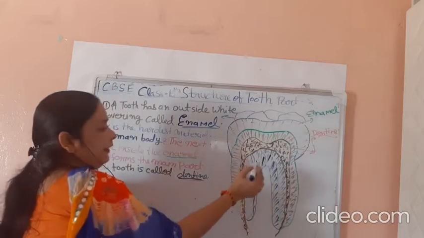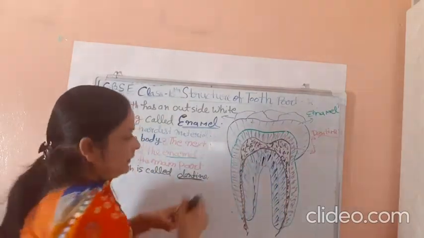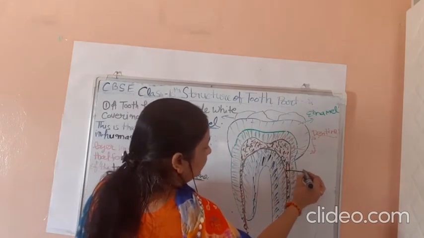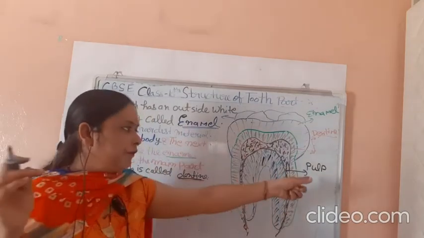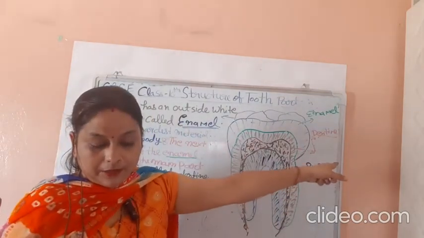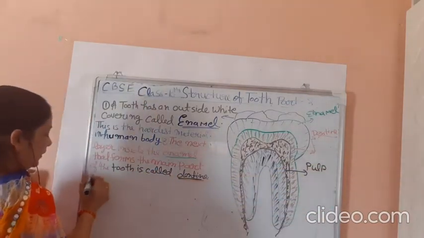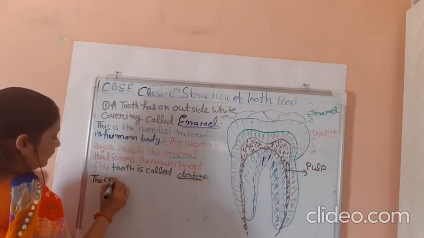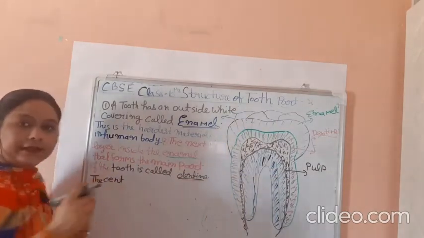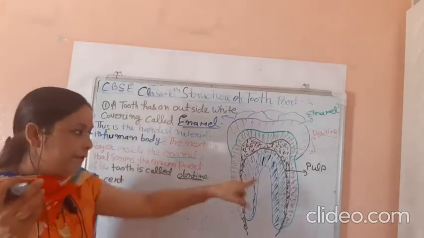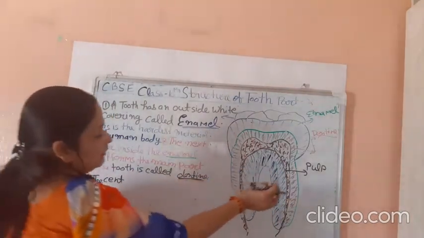This is a pulp. The middle center of the tooth is called the pulp. So we have to write here: the center of each tooth is called pulp. Pulp is present in the middle of the tooth.